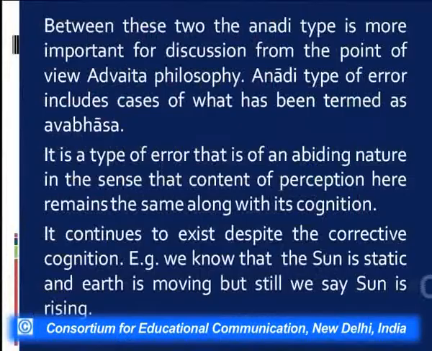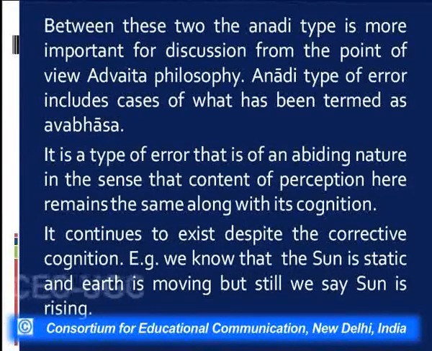As soon as the objective conditions are in place, the erroneous cognition ceases to exist. So all of the errors could also be divided on the basis of the length of time they exist for. From that point of view, they could be timeless in nature, or they could exist for a definite period of time. Out of these two types of errors that are pointed towards by the Advaitins especially, the anadi type is more important for discussion from the point of view of Advaita philosophy.